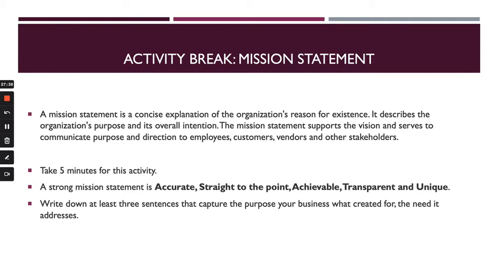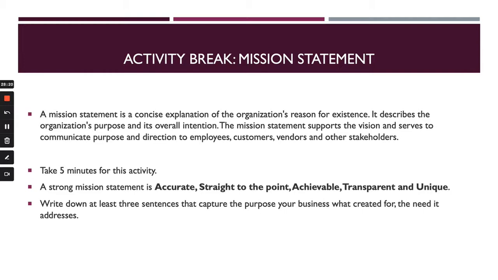The mission statement supports the vision and serves to communicate purpose and direction to employees, customers, vendors, and other stakeholders. Most companies, organizations, businesses, schools have their missions on the wall. So when you come into the school or you come into the organization, when you apply to the school, one of the very first things you know is the mission of the school, because it's a message that should be communicated to everybody. When you enter here, you should know that, okay, this is what this school does. This is what this school holds as important to them.